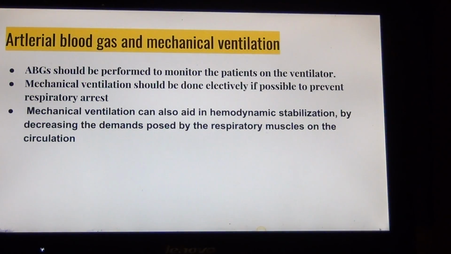Arterial blood gas and mechanical ventilation. ABG should be performed to monitor the patients on the ventilator. Mechanical ventilation should be done electively if possible to prevent respiratory arrest. Mechanical ventilation can also aid in the hemodynamic stabilization by decreasing the demands posed by the respiratory muscles on the circulatory system.